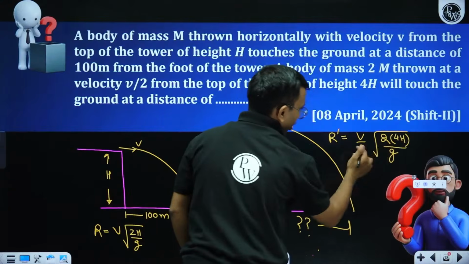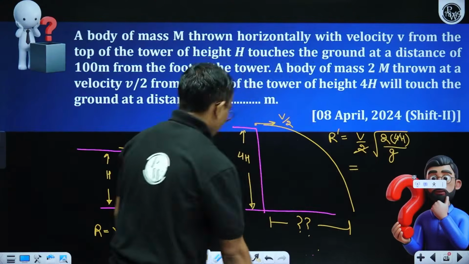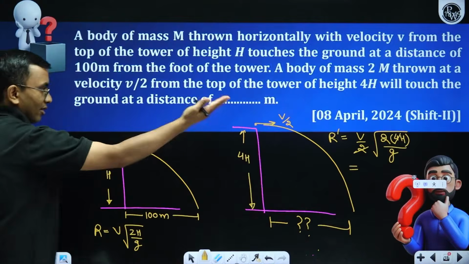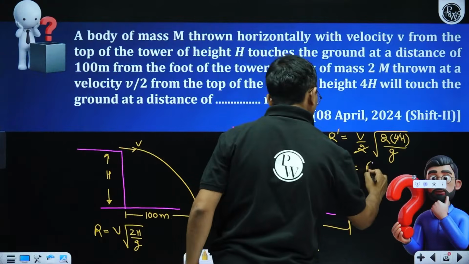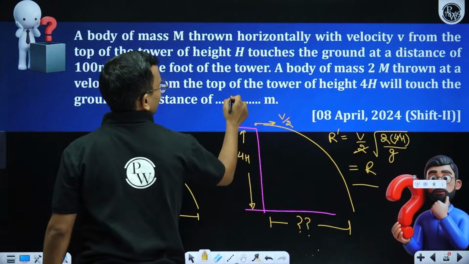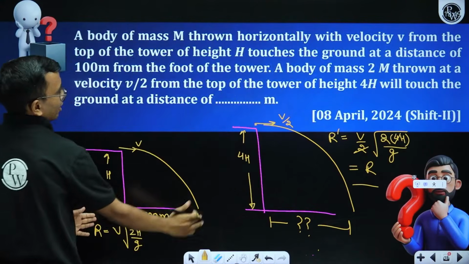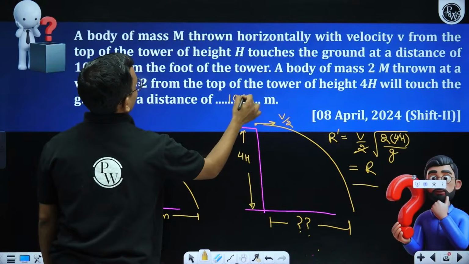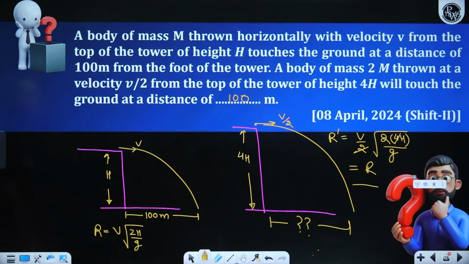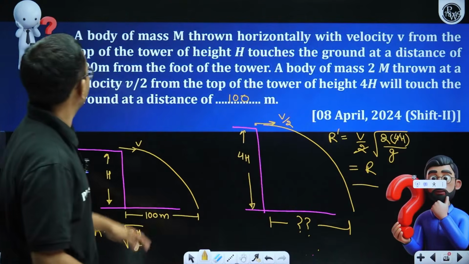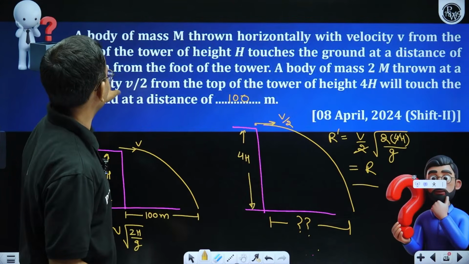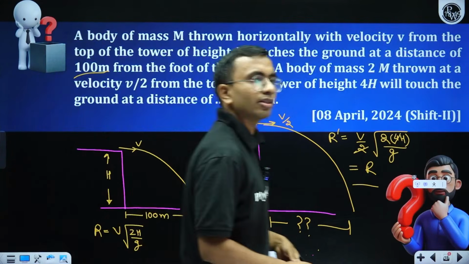When you take 4 out, this 2 will get cancelled. Now these two are the same things. That r dash is equal to r only. It will be 200 meter only. Sorry, not 200, 100. This is 100, so this is also 100. It will remain the same. Exactly the same, where it touches the ground at a distance of 100. Yes, both are 100 in this case.